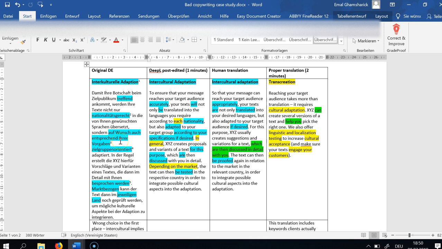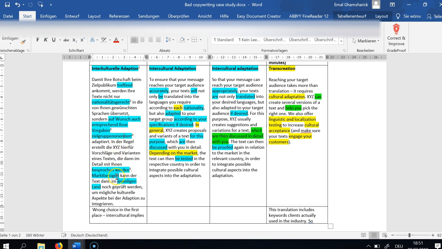And "entsprechend ihrer Vorgaben" is, first of all, very official-sounding, and it sounds like a command is given, even if the command is given by the customer. But this doesn't really create positive associations. Then here we have two issues with adjectivized nouns.